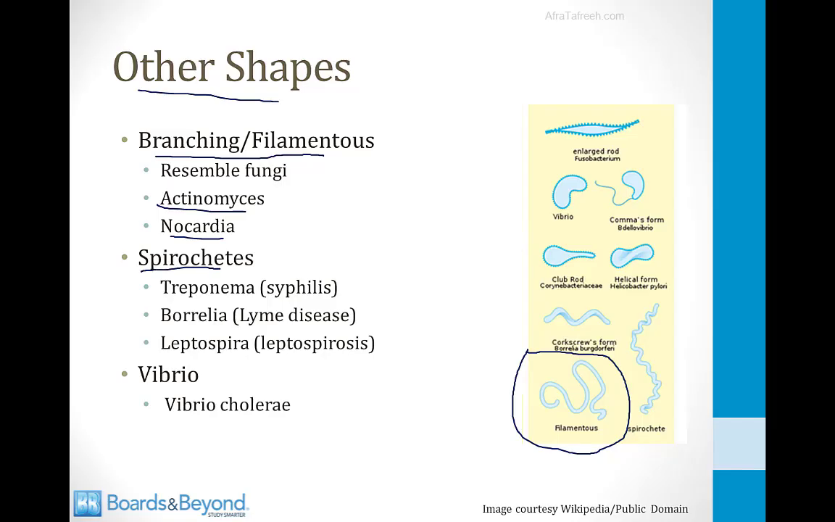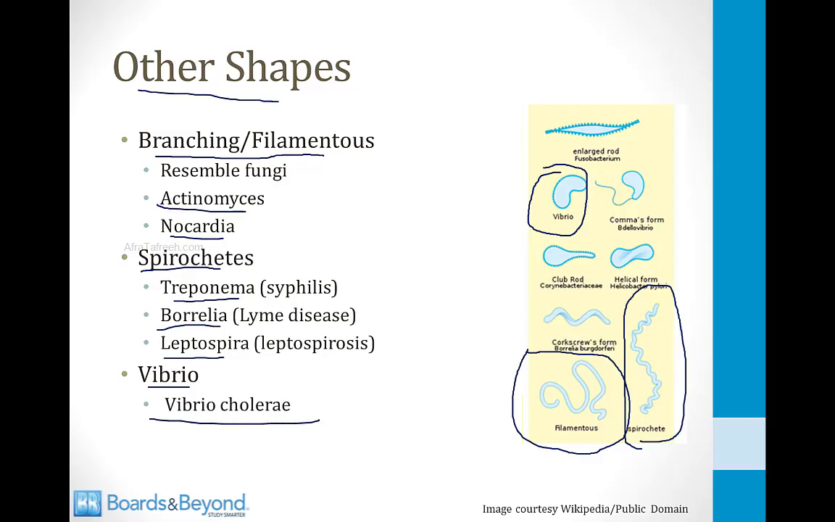Spirochetes are bacteria that have a long twisting shape. There's a picture of what one might look like here on the screen. There are three spirochetes you need to know about. We have a separate module on those. Treponema, which causes syphilis, Borrelia, which causes Lyme disease, and Leptospira, which causes leptospirosis. And then finally, Vibrio has a very unusual sort of curved shape. I'm drawing a circle around it on the screen right here. It's often described as a curved bacteria, and Vibrio is what causes cholera.